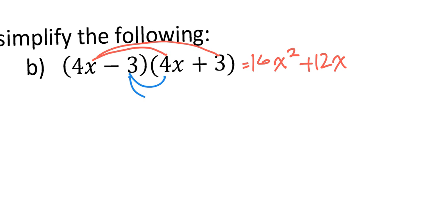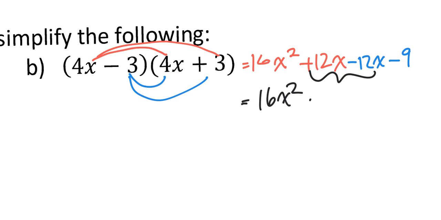Now we're going to multiply the outside with the rest of it. So you're going to get minus 3 times 4 is minus 12x. And then minus 3 times plus 3 is minus 9. So when we do these final problems, you're going to go through the same thing as last time, 16x squared. We bring these two together and you're going to get 0x and then minus 9. The final answer is always just 16x squared minus 9.